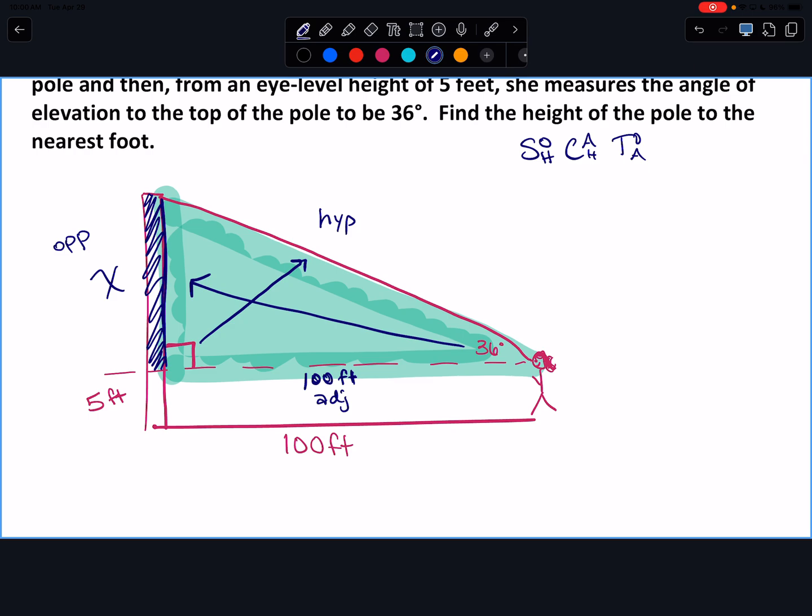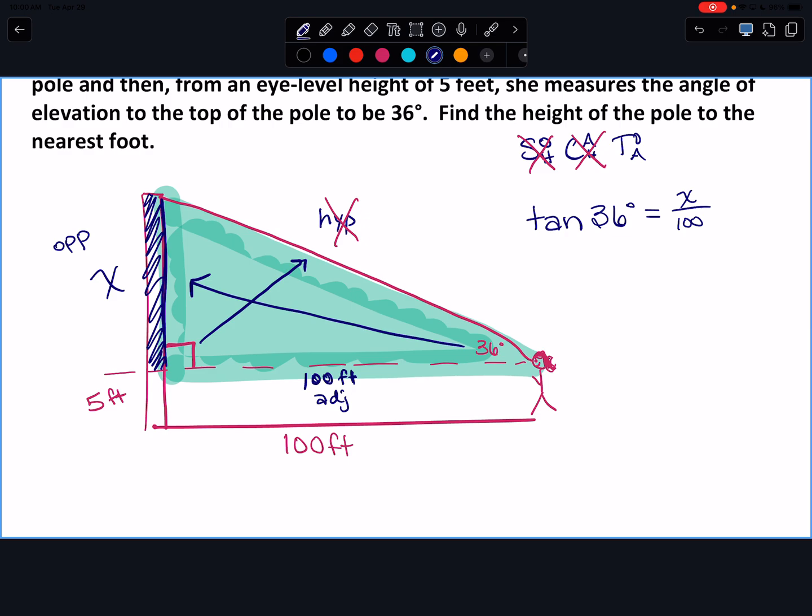Which side has nothing on it? We don't care about it. Hypotenuse. So I'm going to get rid of the two that use hypotenuse in their trig ratio. And we're using tangent. So the tangent of the angle, so tangent of 36 degrees equals O over A. O is X, A is 100.